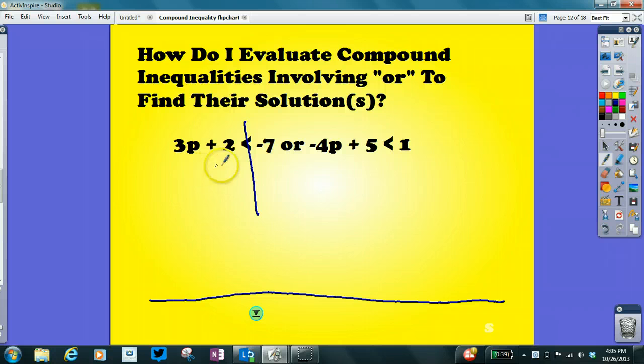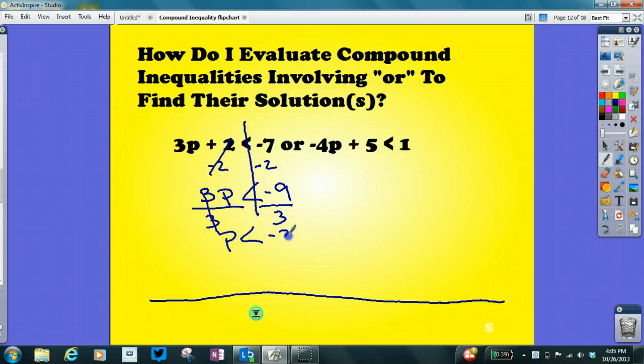So I need to get p by itself, subtract 2, subtract 2. Again, I'm treating this as two separate inequalities. So now I'll have 3p is going to be less than negative 7 minus 2, negative 9. Divide both sides by 3, and I'm going to get p is going to be less than negative 3. So I know on my number line, I start here, I'm going to have a negative 3.